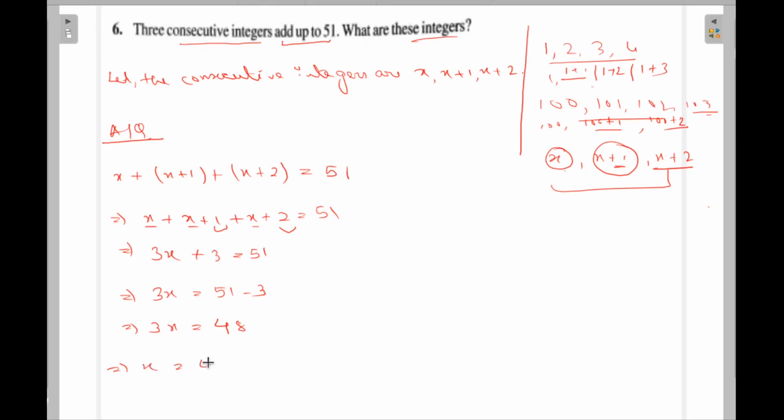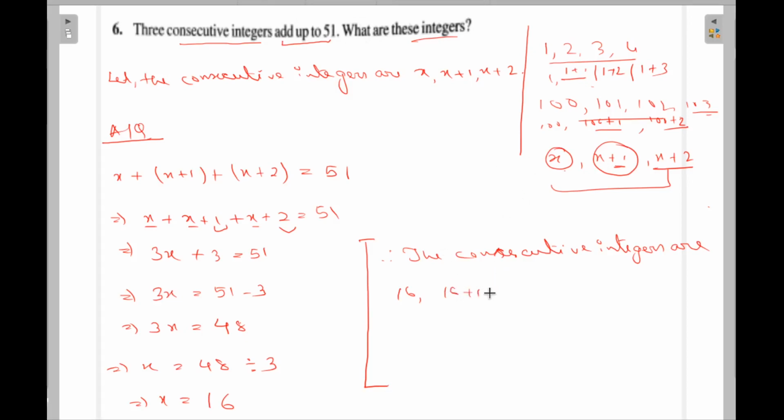So x equals 40.8 divided by 3. So this implies x equals how much? 16. Okay, x equals 16. Therefore, the consecutive integers are: the first is x, that means 16. Then x plus 1 is 16 plus 1, which equals 17. And x plus 2 means 16 plus 2 equals 18. That is 16, 17, 18.